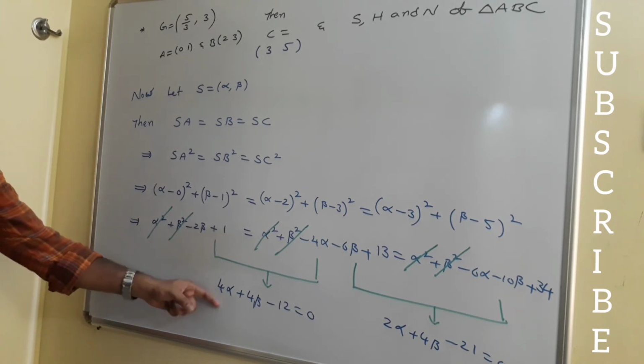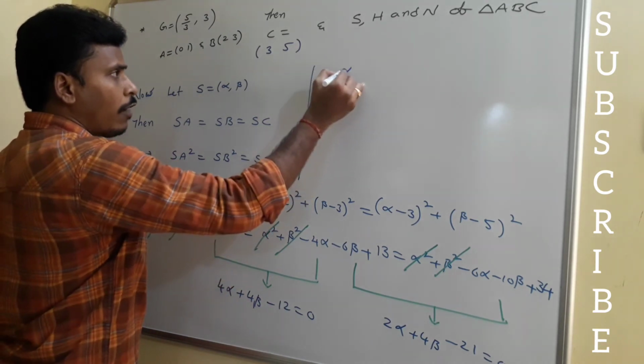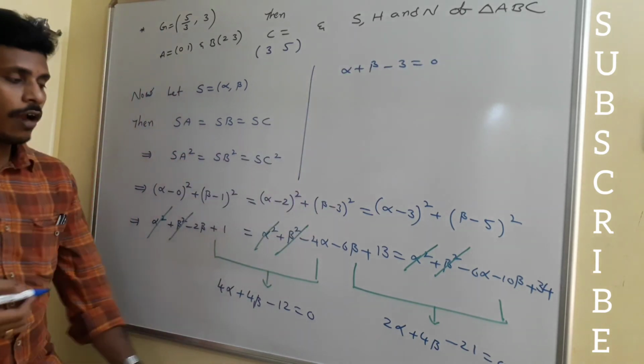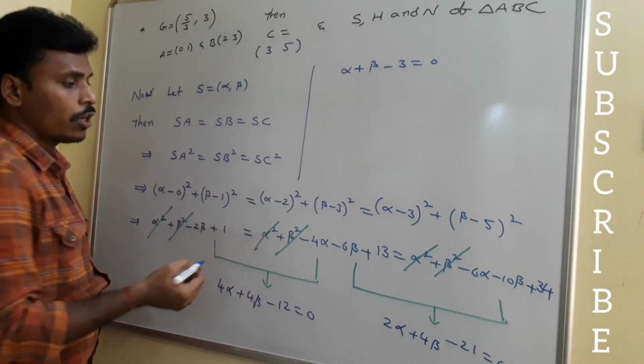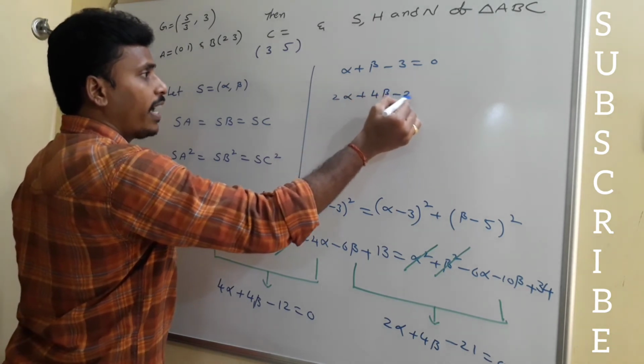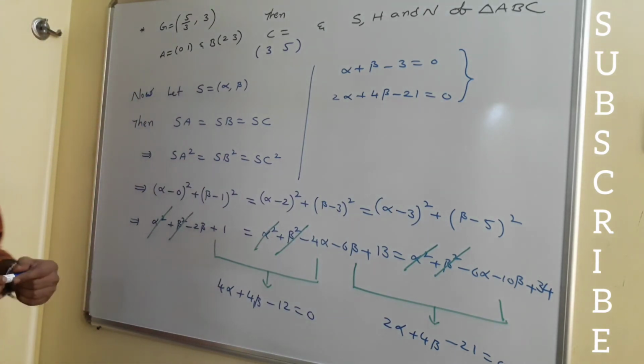See, from this, if you divide by 4, you have alpha plus beta minus 3 is equal to 0. And from this, what is it? 2 alpha plus 4 beta minus 21 is equal to 0. Using these two, we have to solve for alpha and beta.